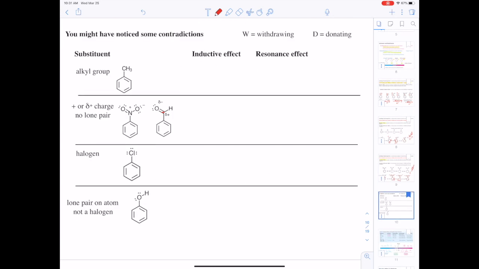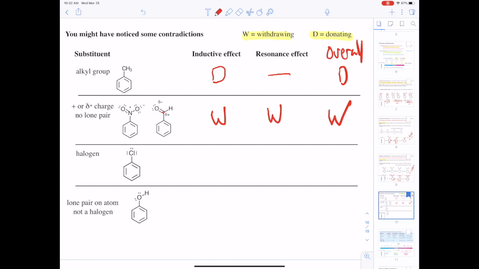So, to summarize, I'll use W for withdrawing and D for donating. Alkyl groups inductively donate. There is no resonance effect. And so overall, it's donating. Something like a nitro group or an aldehyde, we saw withdraws inductively and also through resonance. And so it is strongly withdrawing.